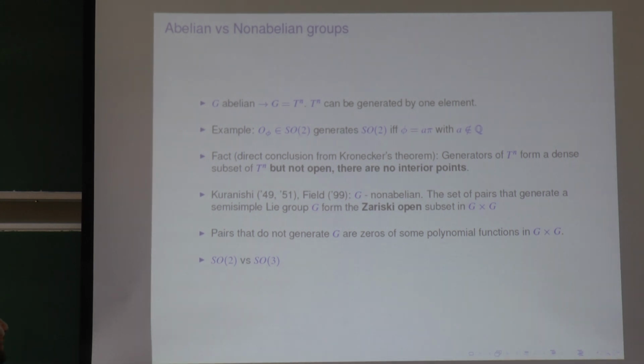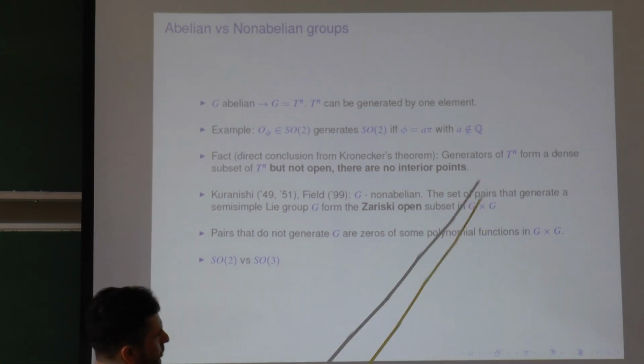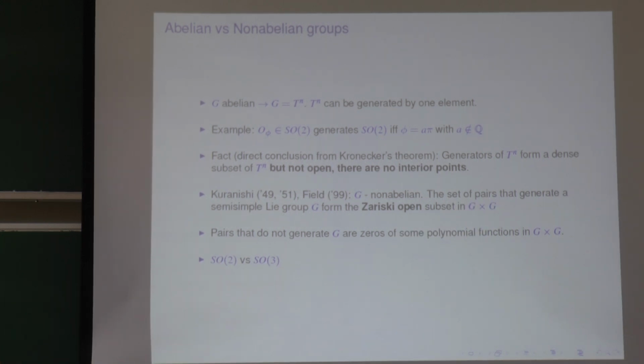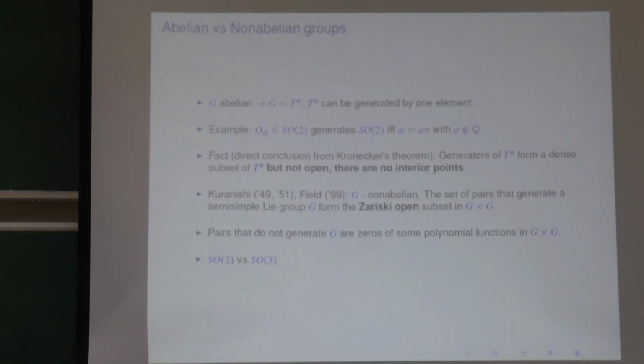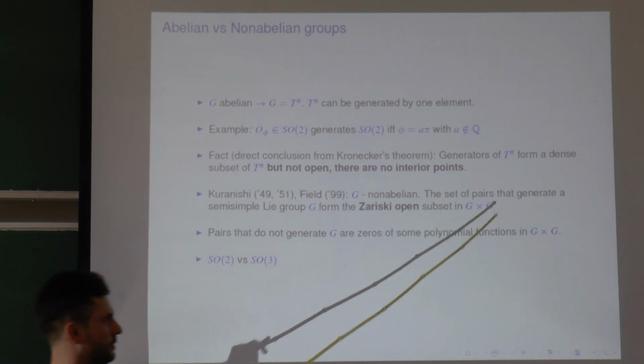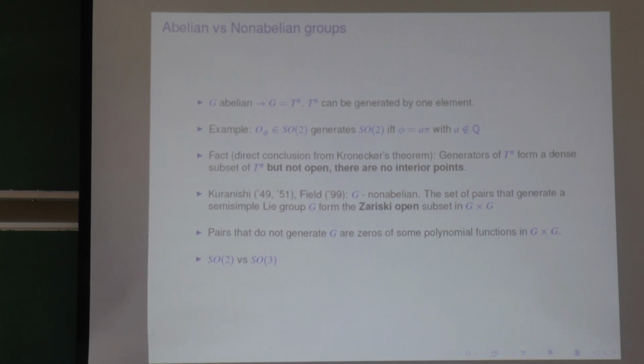Exactly. Good. So if the group is non-abelian, then you have to consider a set of pairs. So we take G times G. And then pairs which generate a group form a Zariski open set in G times G. So you only need to know some polynomial equation: pairs of elements which do not generate your group are solutions of some polynomial equations defined on G times G. So it's much more likely, I would say, that some pair generates a non-abelian group than that something generates a torus.